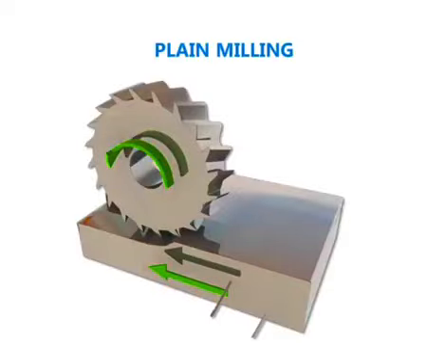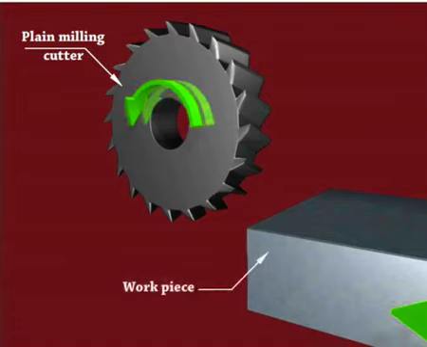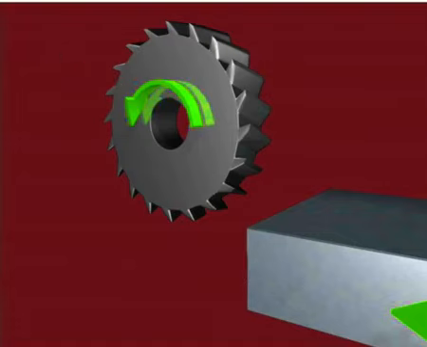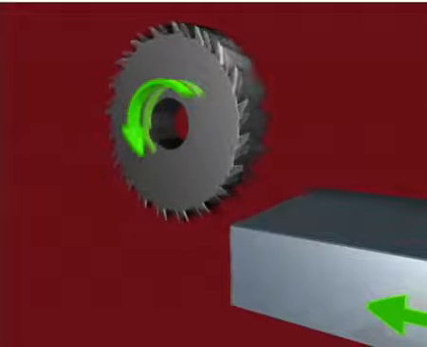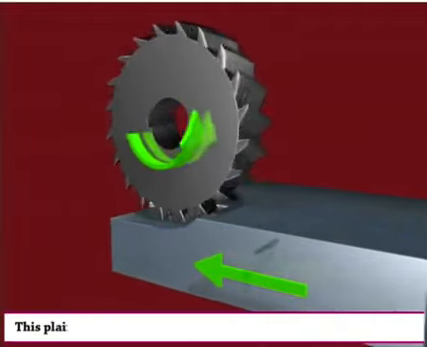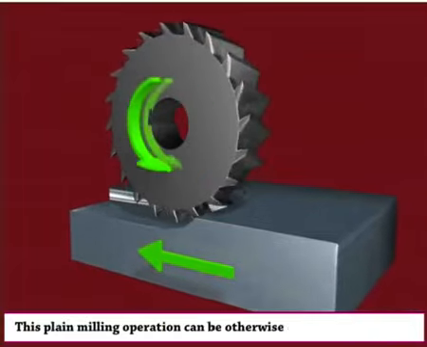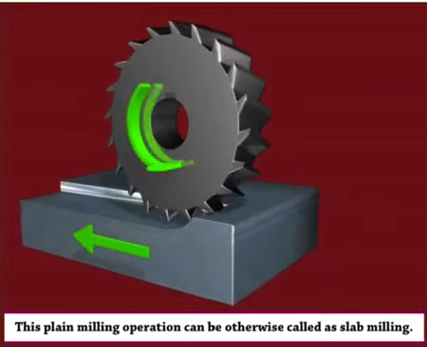Plane milling. This video shows the plane milling operation. Plane milling cutter. Workpiece. Plane milling is used for machining flat and horizontal surfaces. This plane milling operation can otherwise be called slab milling.